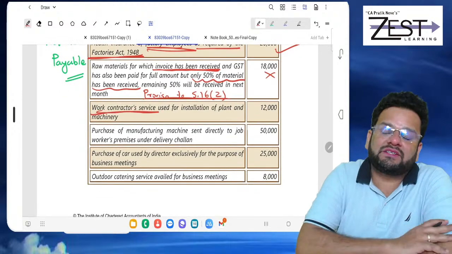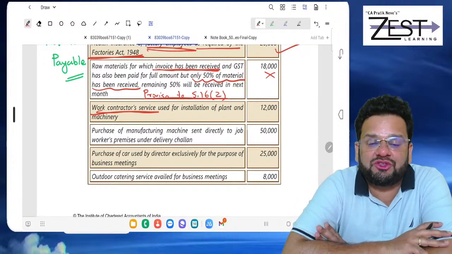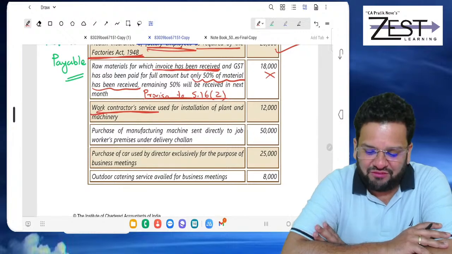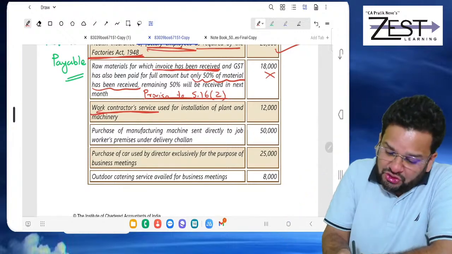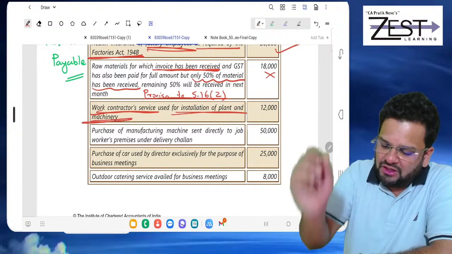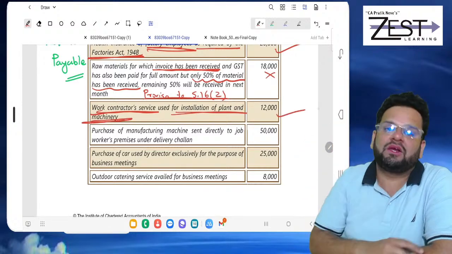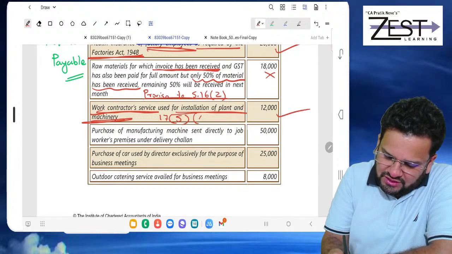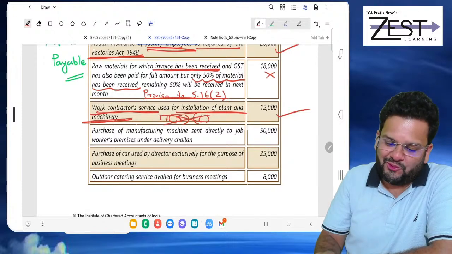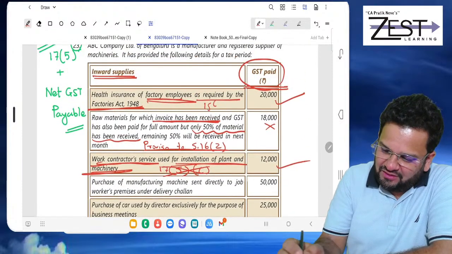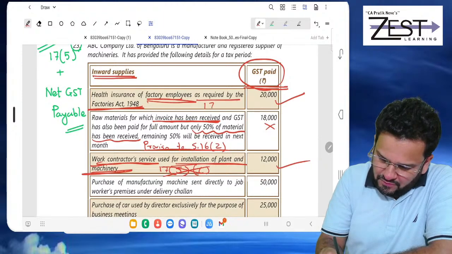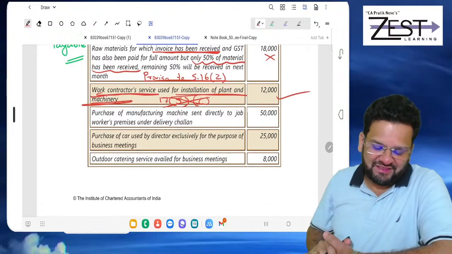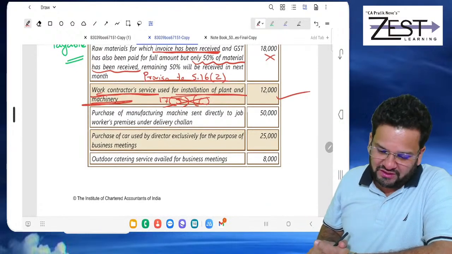Next, works contract service. On works contract service, ITC will be blocked if it is used in construction of an immovable property, other than if used for plant and machinery. Now this is used for installation of plant and machinery, so ITC cannot be blocked. It will be allowed. Isn't it? 17(5)(c) cannot be applied. 17(5)(b) couldn't be applied here. 17(5)(c) couldn't be applied here. So it cannot block the credit.